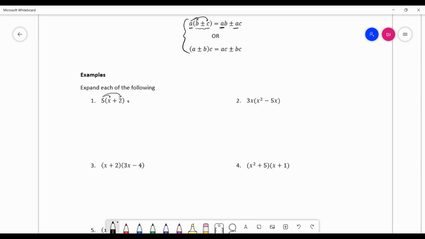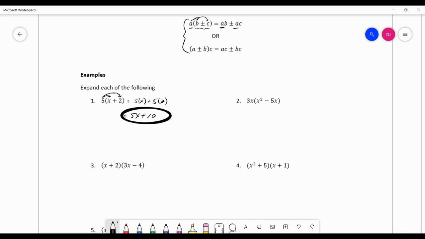So when I multiply 5 times the X, I have 5 times X, plus 5 times the 2. And so notice that the 5 is being multiplied both to the X as well as to the 2. 5 times X is 5X, and 5 times 2 is 10. And there we have the expansion of 5 times X plus 2 is 5X plus 10.